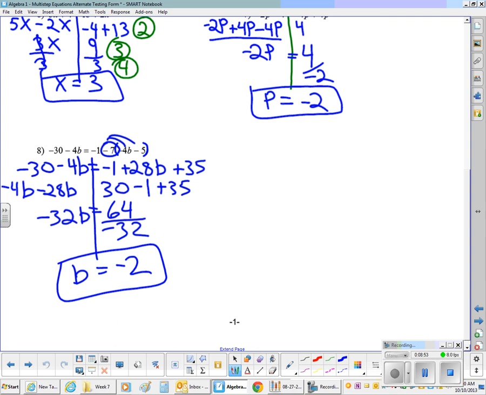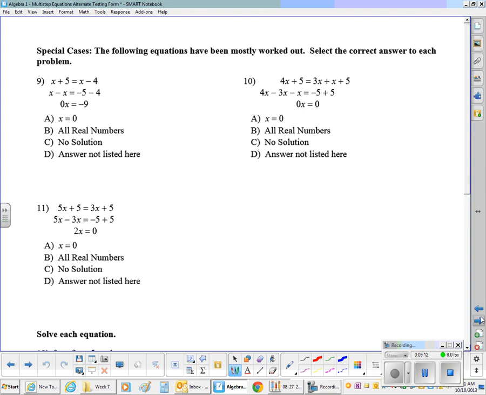This is the whole multi-step equation section as far as the regular multi-step equations go. Okay? So this is kind of referring to not the test we took yesterday, but the one we took last week. Multi-step equations. Alright, please go to the next page.